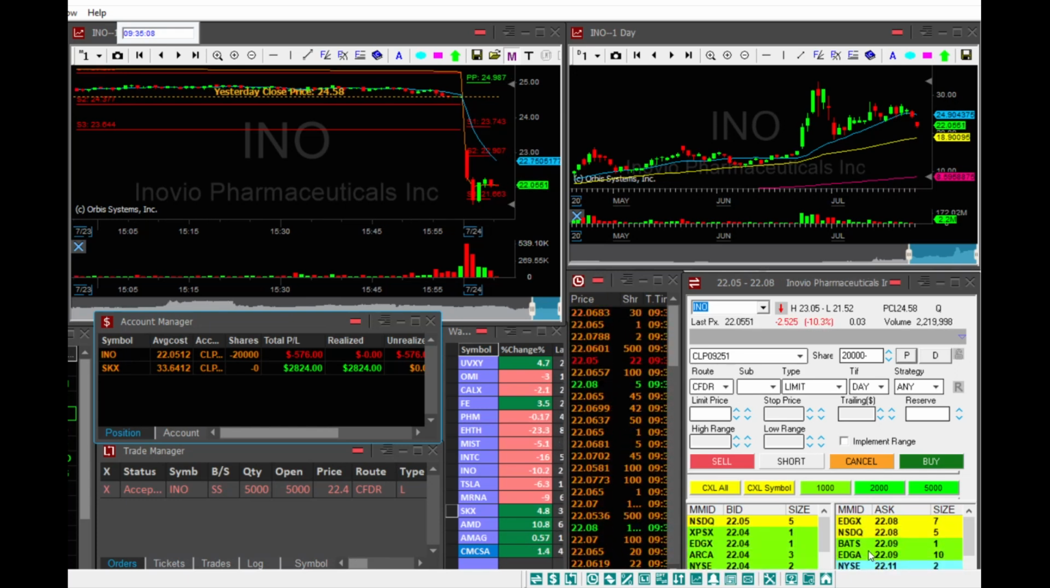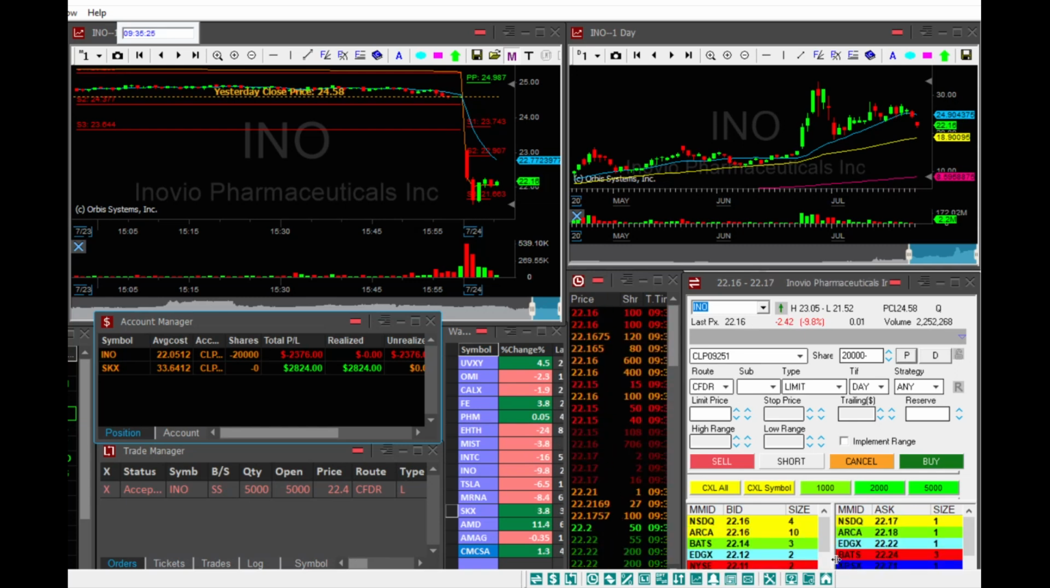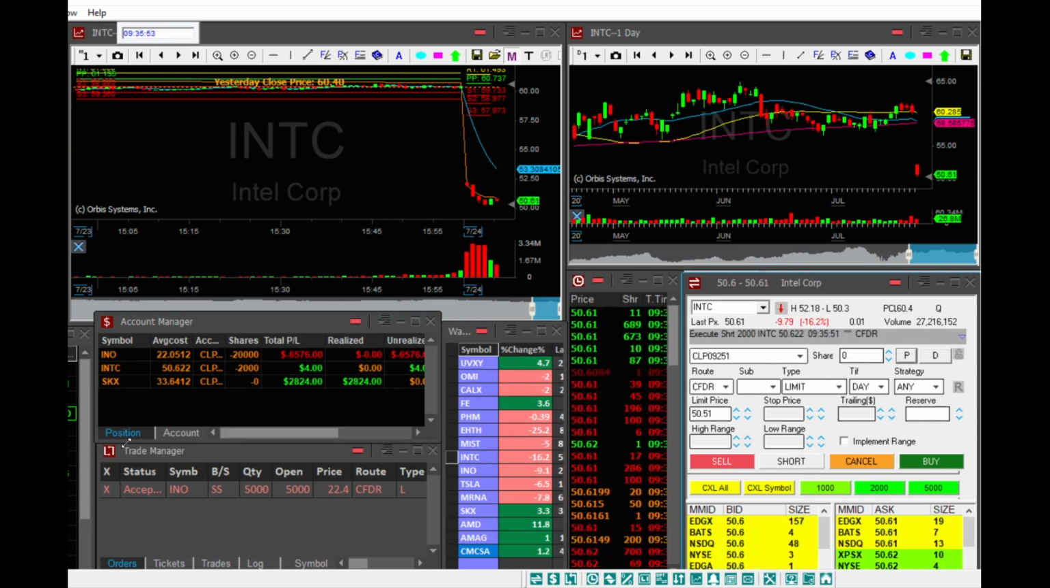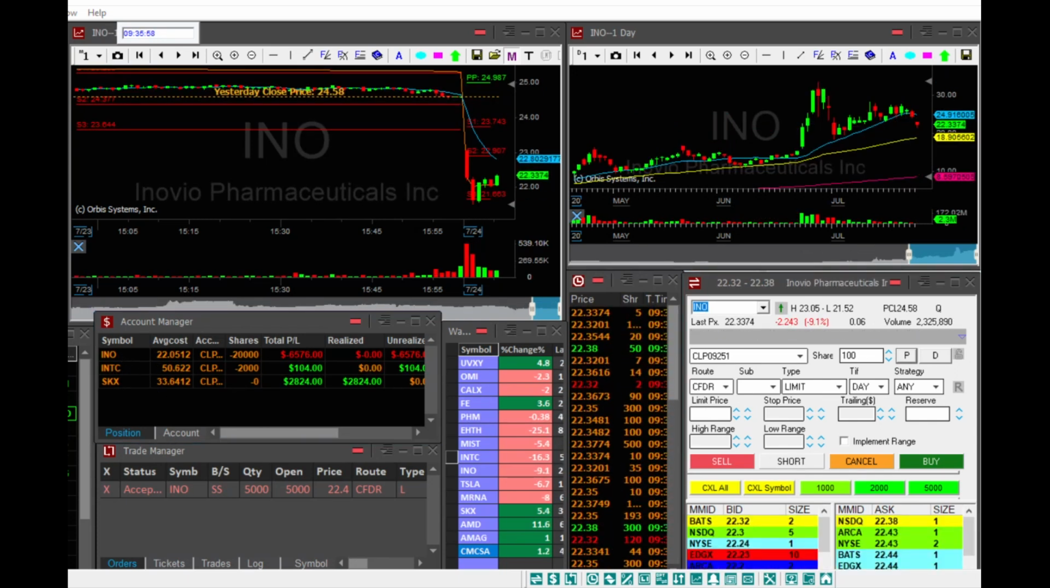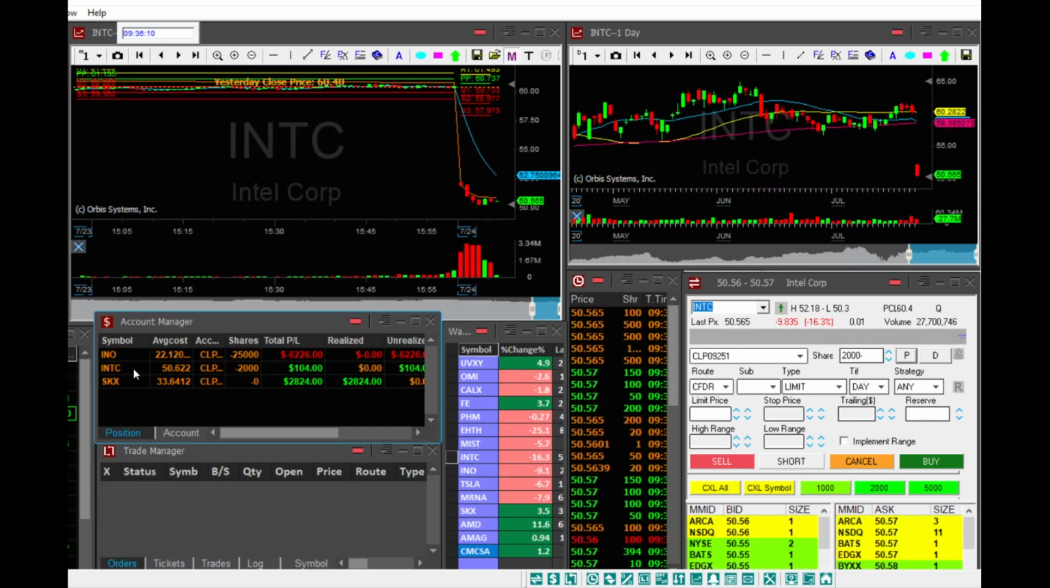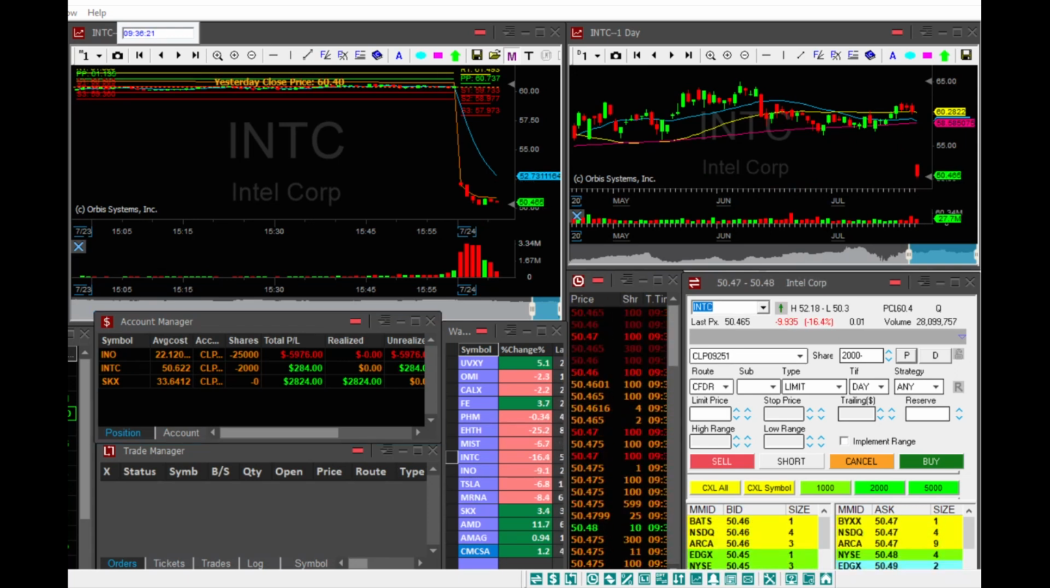All right, INO, let's see a test of 22. It should play around between 20 and 20.30. That's the area I want to add. And now INTC, I want to short on this bounce at 50.62. INO, I added one more time, so my average now is at 22.12.